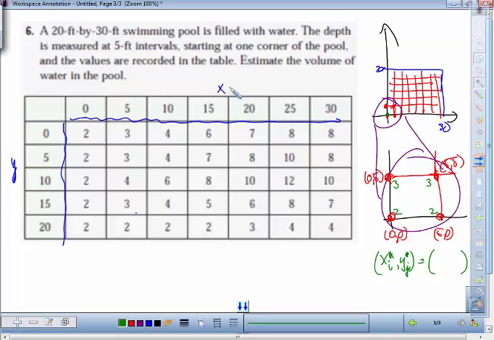Oh, the x is here. So x is 5, 0, yep. So x is 5, y is 0, that's 3, and then when x is 0, y is equal to 5, that's 2. Yep.